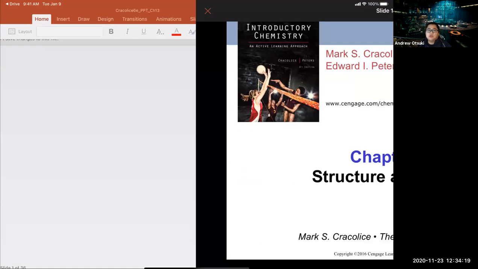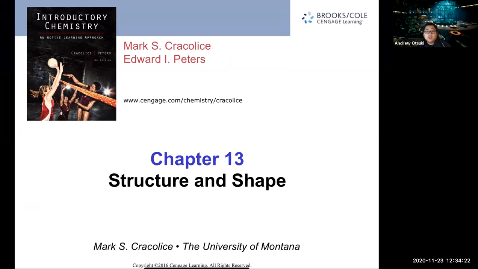All right, so chapter 13 is structure and shape. We're going to talk about the shapes of compounds and what they look like based on their chemical bonding. When we talk about structure and shape, this is purely for molecular compounds, so compounds with two nonmetals, or a nonmetal and a metalloid. We may encounter some of those.